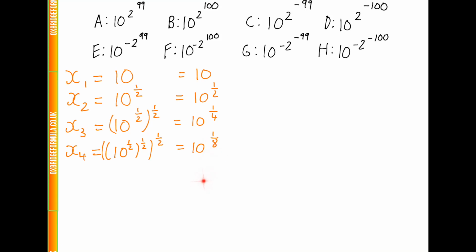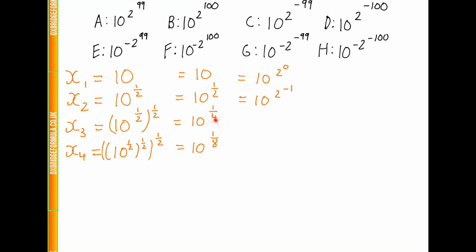From this, you could probably tell me what x5 would be. But then we look at our answers, and none of these look particularly like this. So let's try and write these terms in the way of these, and hopefully something will come out. So first one, we can write 10 to the 2 to the 0, because 2 to the 0 is just 1. Now 10 to the half, what's a half? Well, a half we could just write as 2 to the minus 1. So that's 10 to the 2 to the minus 1.